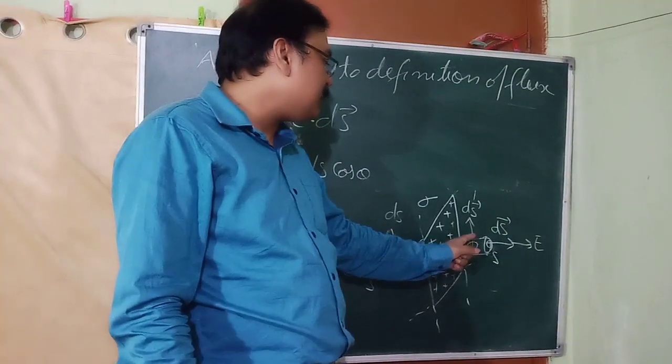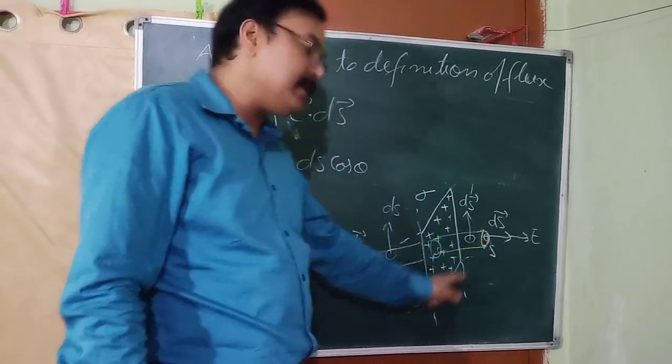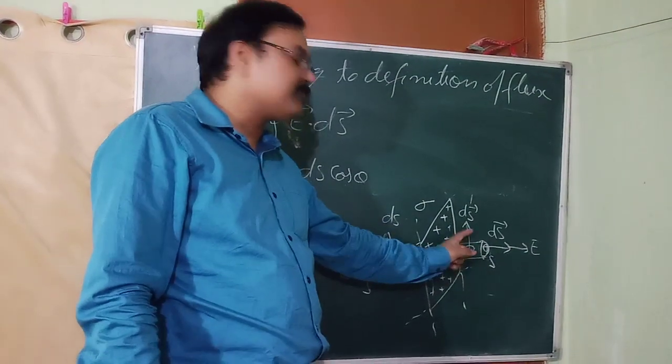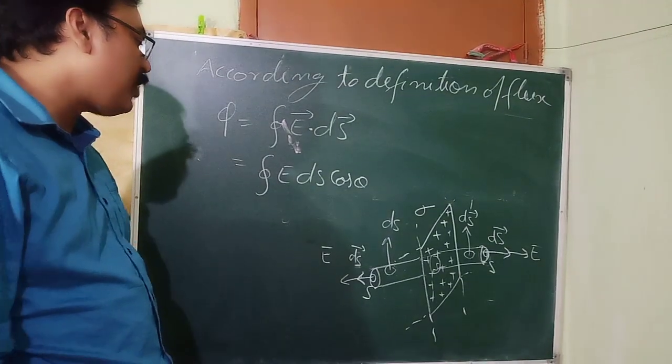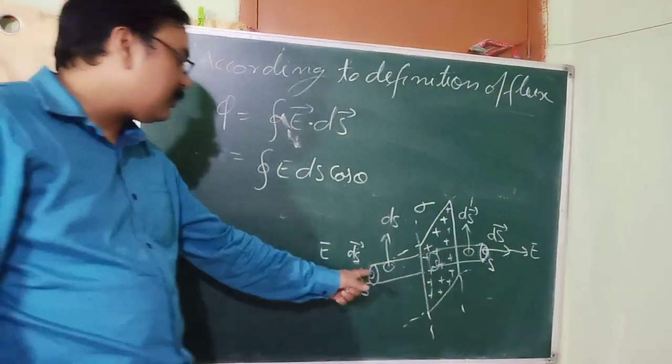From this part again, this is the direction of the area vector, this is the direction of the electric field. The angle is 90 degree, and cos 90 is 0. So again there will be no flux from the curved surface. So flux is going to come out from the ends only, that is from these cross sections only.